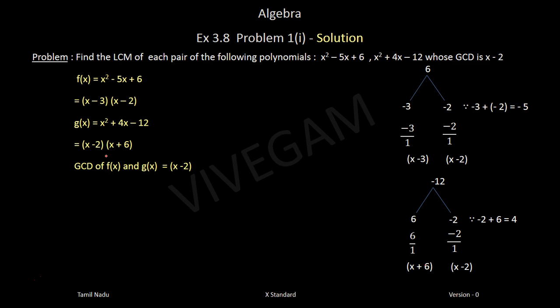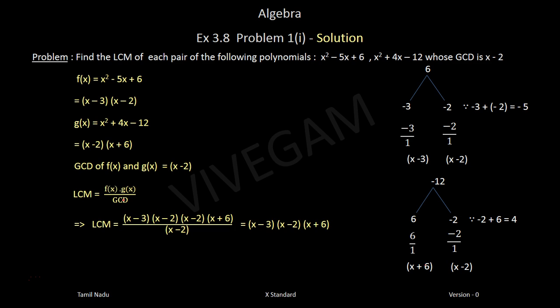Now you apply, and the GCD of f of x and g of x is x minus 2. Substitute all these things in the formula: LCM into GCD is f of x into g of x, or LCM equals f of x into g of x divided by GCD. What is f of x? x minus 3 into x minus 2. g of x is x minus 2 into x plus 6, and GCD is x minus 2. So you can see this and this will get cancelled. So your LCM will be x minus 3 into x minus 2 into x plus 6.